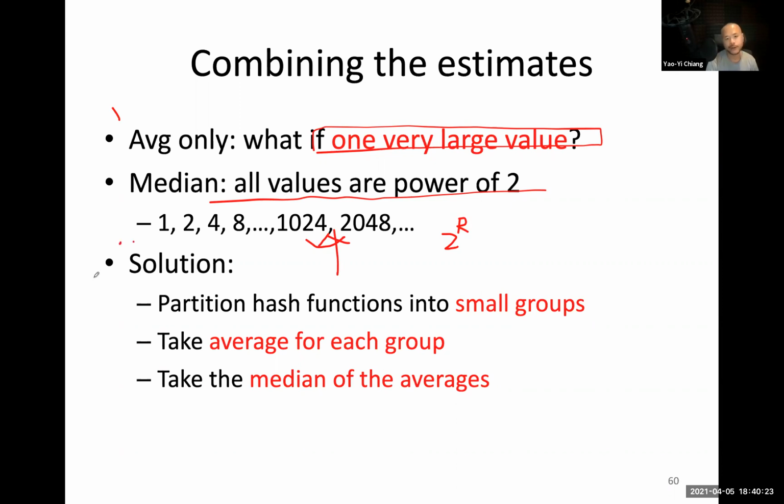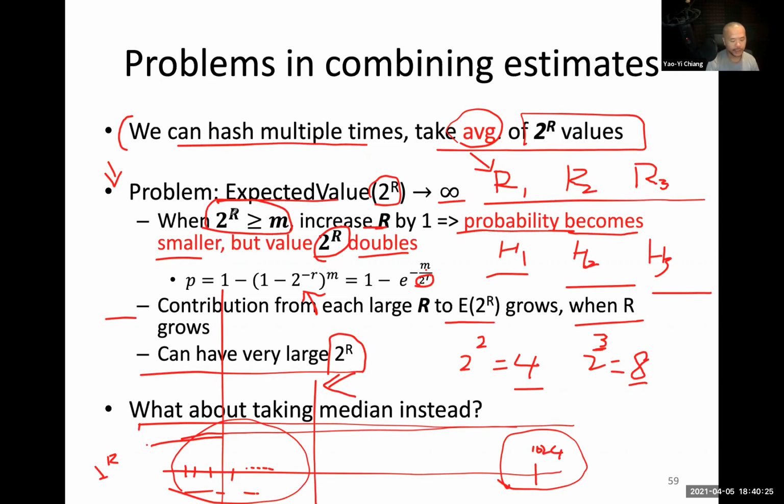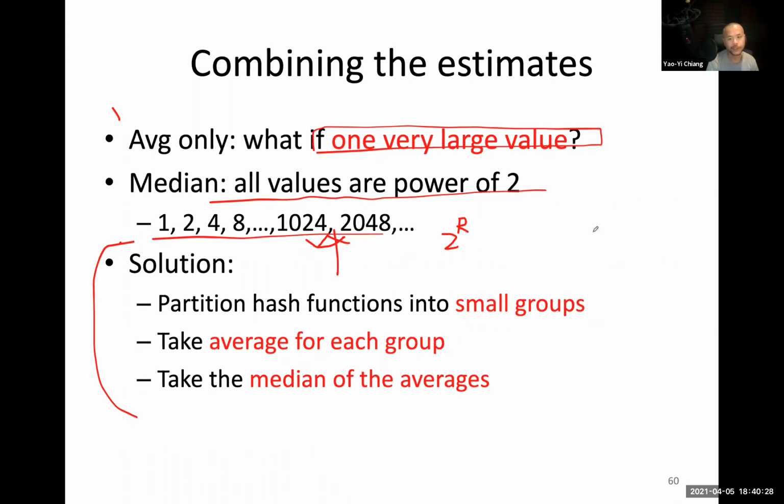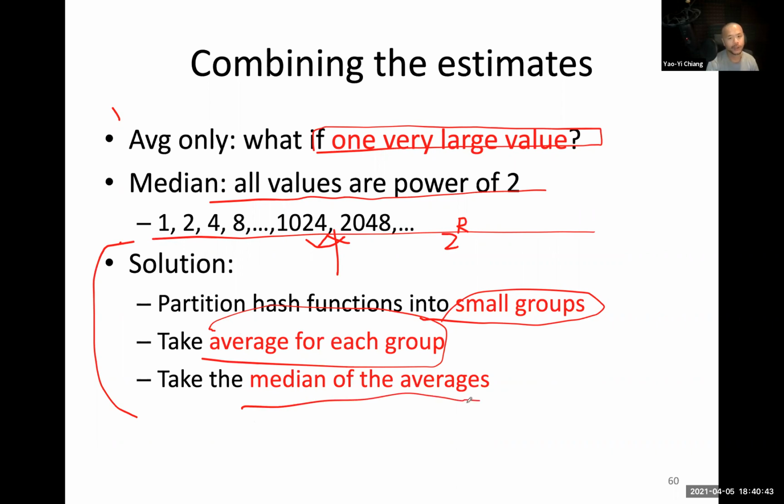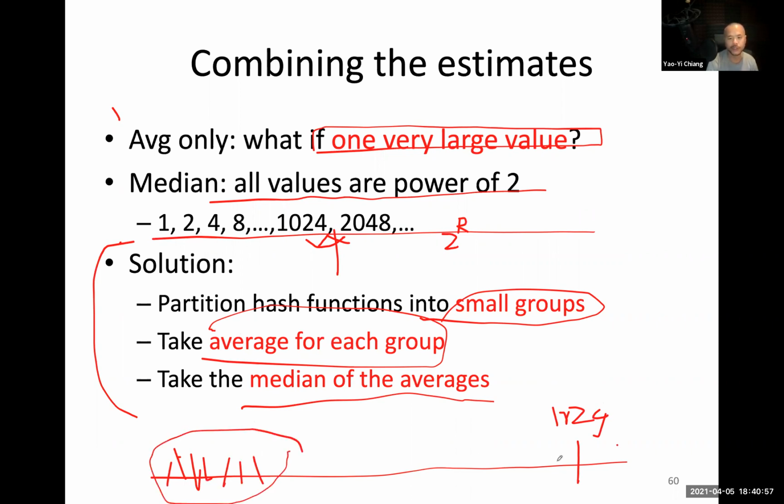So the solution is actually very easy. You take all the results here and do a clustering. You can do k-means clustering or hierarchical clustering. You group all these results into small groups. You take the average for each group, then you take the median of the averages, right? So for example, in our example, you have 1024 here, and you have a bunch of small ones here. If we do clustering, we identify one group here, one group here, we take the average value here, we take an average value here, and we find the median.